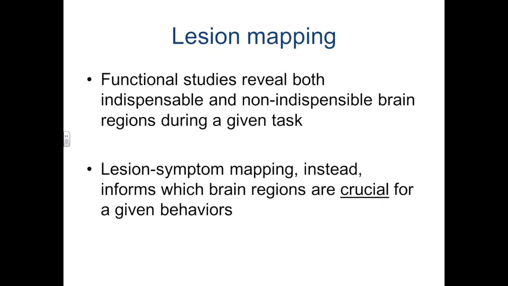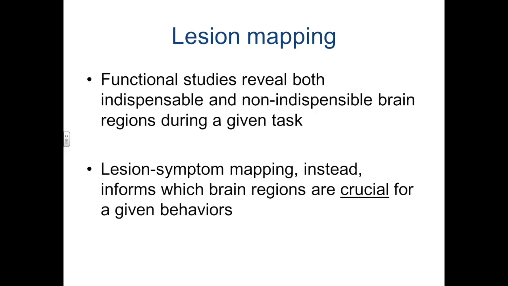And lesion mapping is a great way to go about this, because contrary to what functional studies do, this is a way to actually determine what areas are critical in the brain for the performance of a behavior. We've learned a whole lot from functional studies, but we cannot assume that whatever activation we're seeing, for example, in fMRI, is necessarily a structure that is critical for this activation.